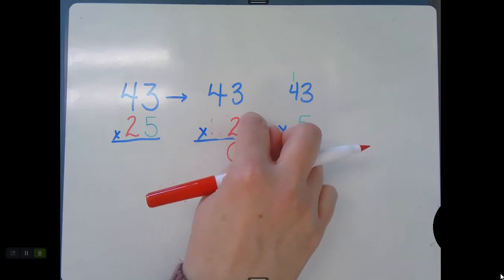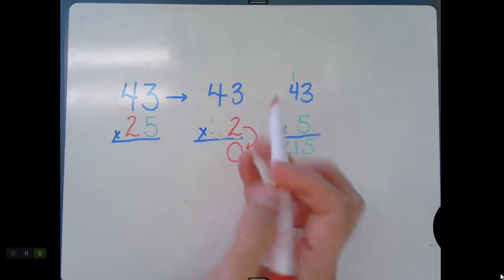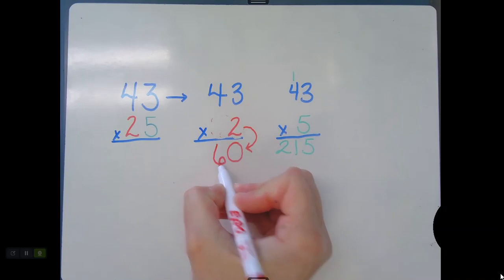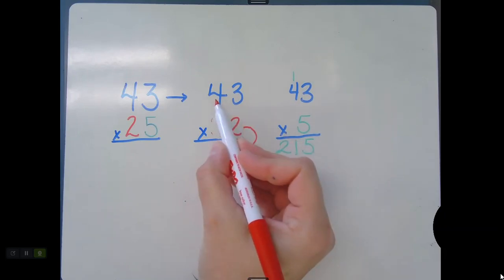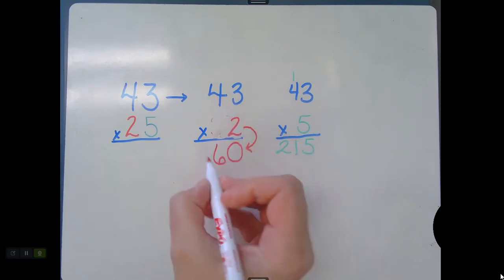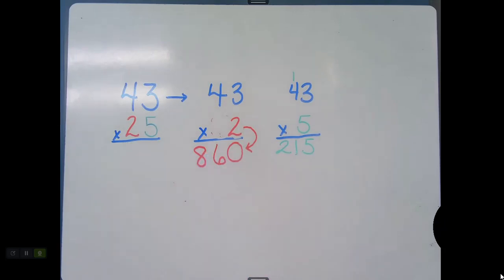So again, starting with the ones place, 2 times 3 is 6, and then my multiplier times my tens place, 2 times 4 is 8. Remember, this is the distributive property, so it's the only property where you both multiply and add. So I'm going to take 860 and add 215.